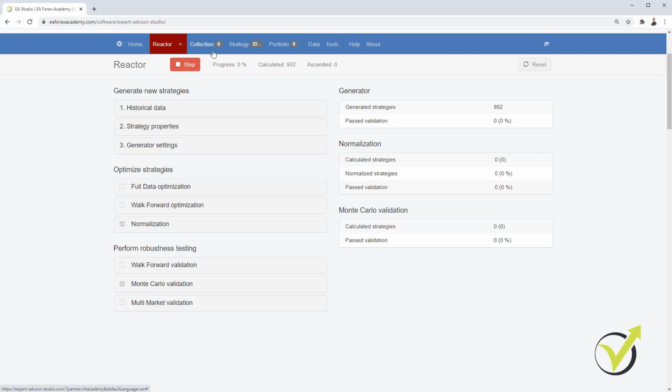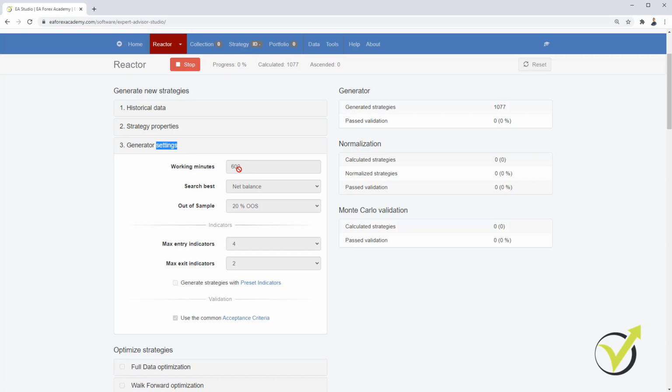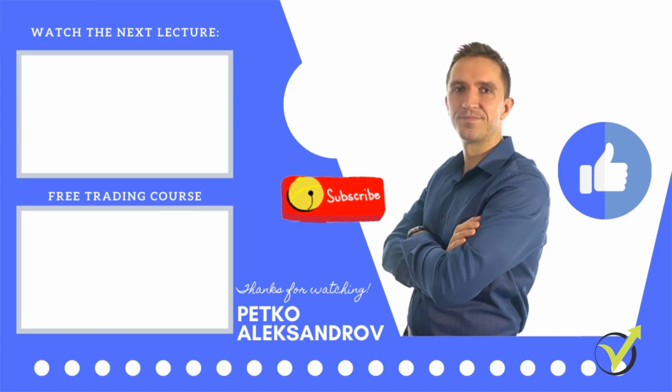Okay, I will leave it now running for some time. Actually, I have set exactly 10 hours, right? And after 10 hours, I will show you what results I have in the collection, and you will see how easy it happens. Okay, I don't do anything, I will leave it overnight, and in the morning I will have some ready strategies in the collection.